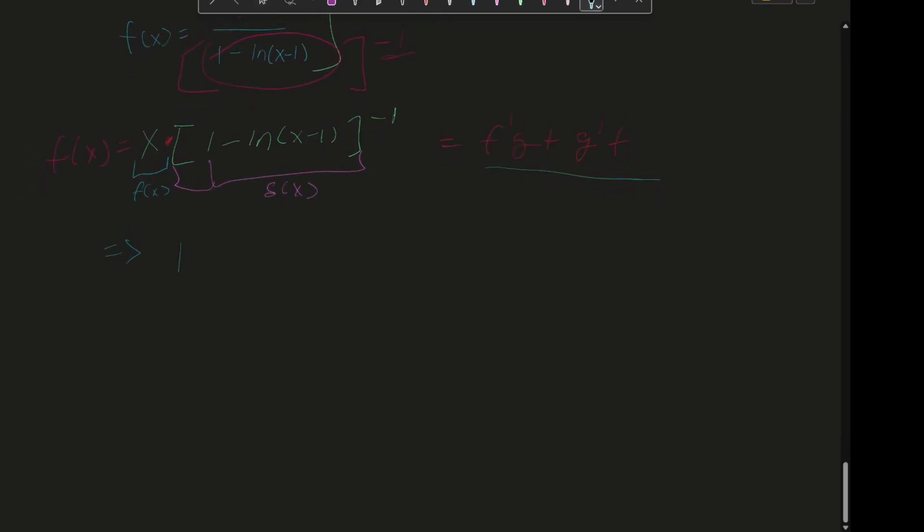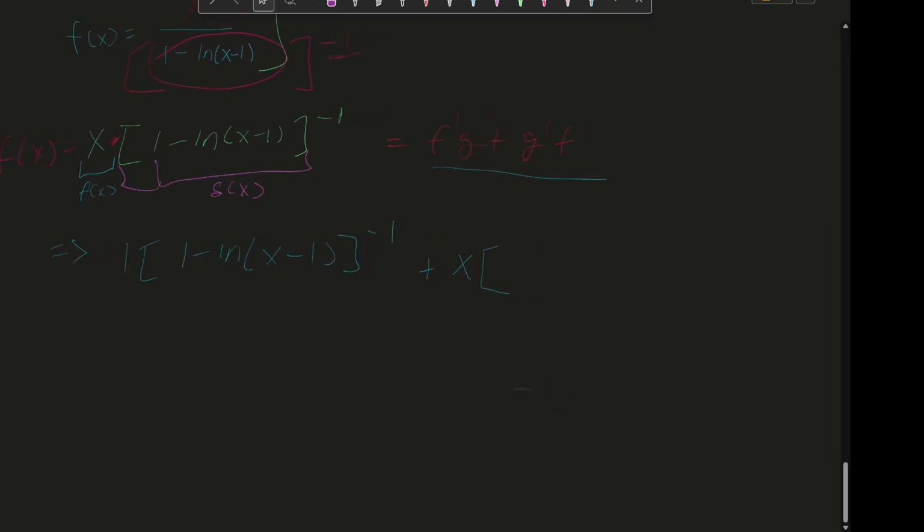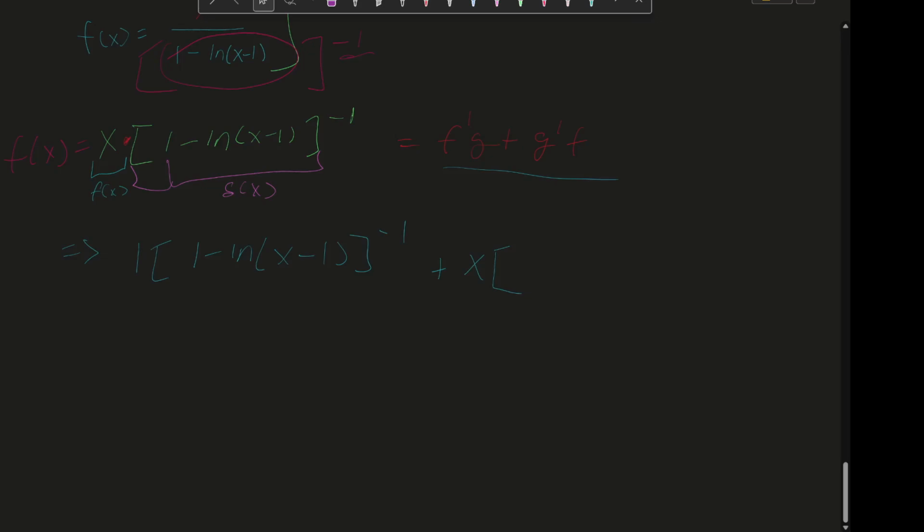So your f prime will just be 1 times your g plus your g prime times your f. I'm just going to write f first because that's out of the way. Then taking the derivative of that big nasty thing, the first thing you're going to want to do is bring down that -1. Then you're going to have the whole entire thing, including that 1, in front of the ln function.